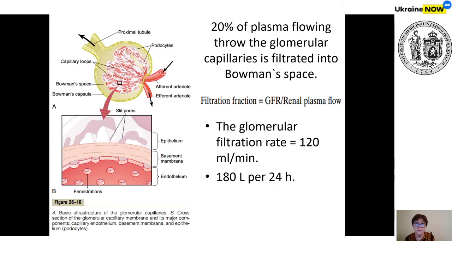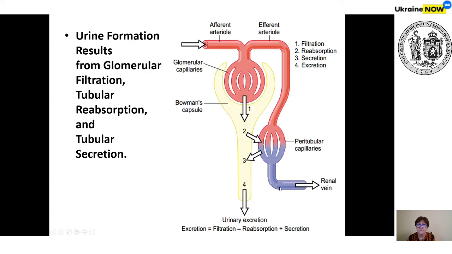20% of plasma flowing through the glomerular capillaries is filtered into the Bowman space. The glomerular filtration rate is normally about 120 milliliters per minute, and the amount of such filtrate per 24 hours is 180 liters. Urine formation results from glomerular filtration, tubular reabsorption, and tubular secretion.